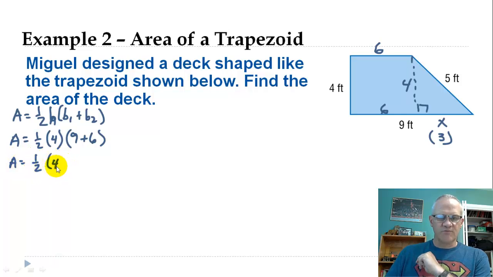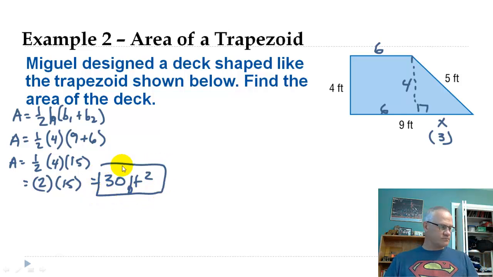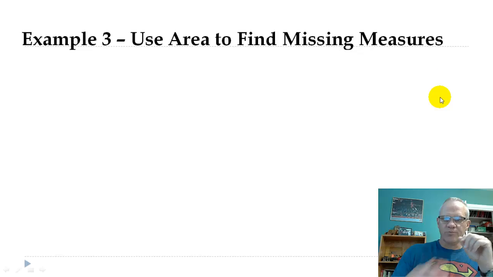And so we've got 1/2 times 4 times 9 plus 6 is 15. I'm just going to go 1/2 times 4 first. What's 1/2 times 4? 2. So we really just have 2 times 15, which will be 30 feet squared. Okay? Does that seem okay? So again, the key here is you've got to draw this line in here, make a triangle, and we can do the Pythagorean theorem there, or use a Pythagorean triple.